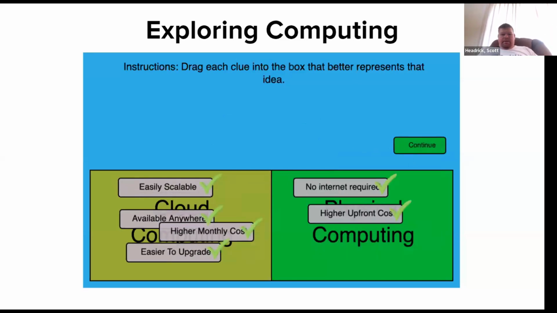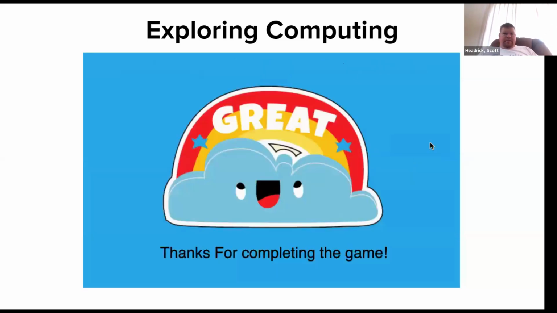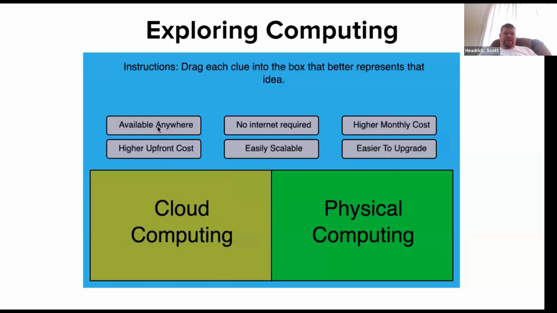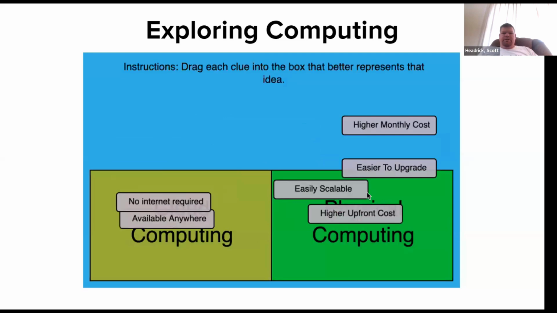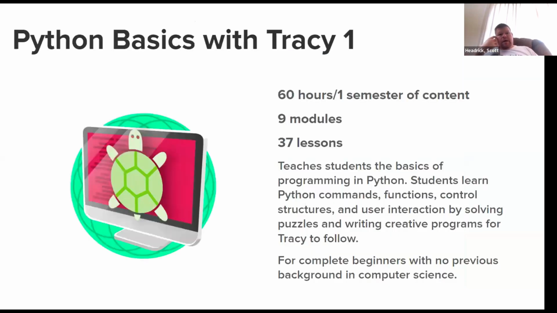So there's some interesting things that have changed over time. When you get to be older, you realize how things change. Just to give you a couple of overviews here: Python basics with Tracy, 60 hours, one semester of content. As you look at this, some of you might get overwhelmed.